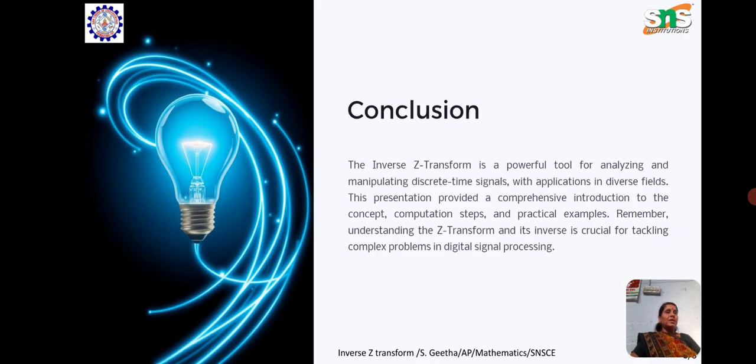Conclusion. The inverse Z transform is a powerful tool for analyzing and manipulating discrete time signals with application in diverse fields. This presentation provides a comprehensive introduction to the concept, computation steps and practical examples. Remember, understanding the Z transform and its inverse is crucial for tackling complex problems in digital signal processing.